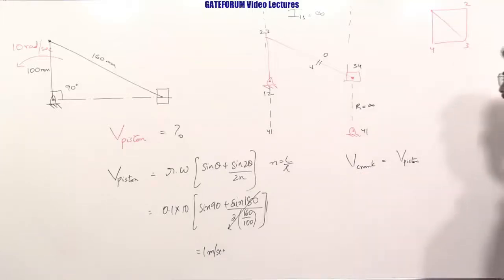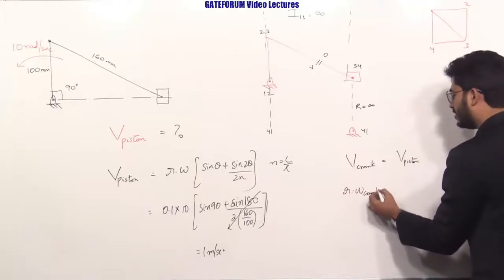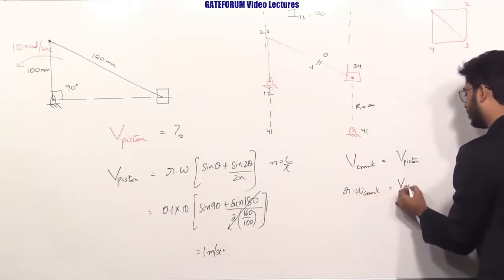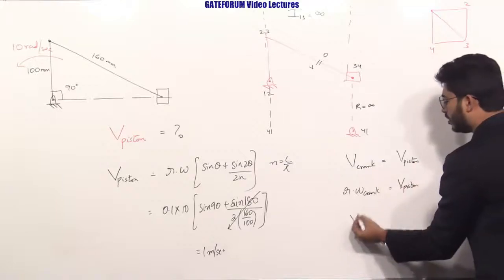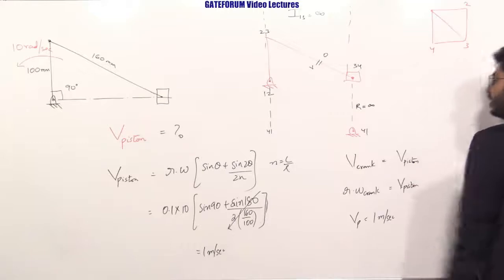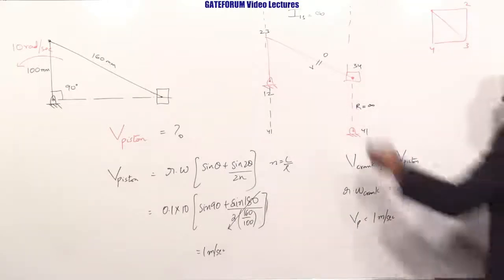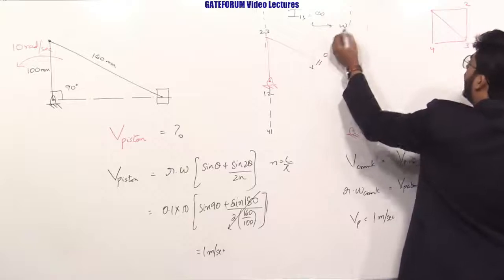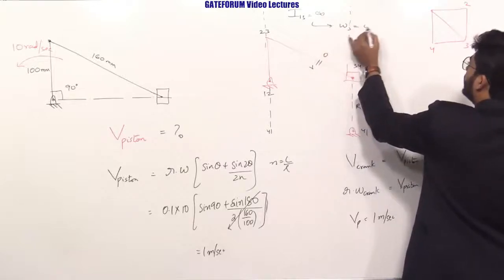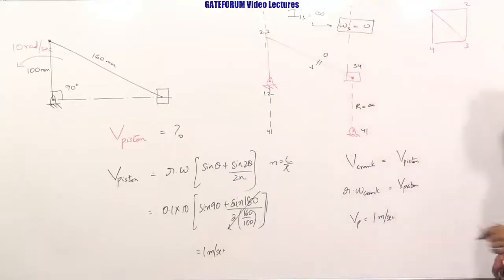Now I can write that r into omega of the crank is equal to velocity of the piston, which is directly equal to 1 meter per second. So you can use this method or you can go for the other method. When I13 is at infinity, omega of link 3 will become 0. Right, so this is the end of the answer.